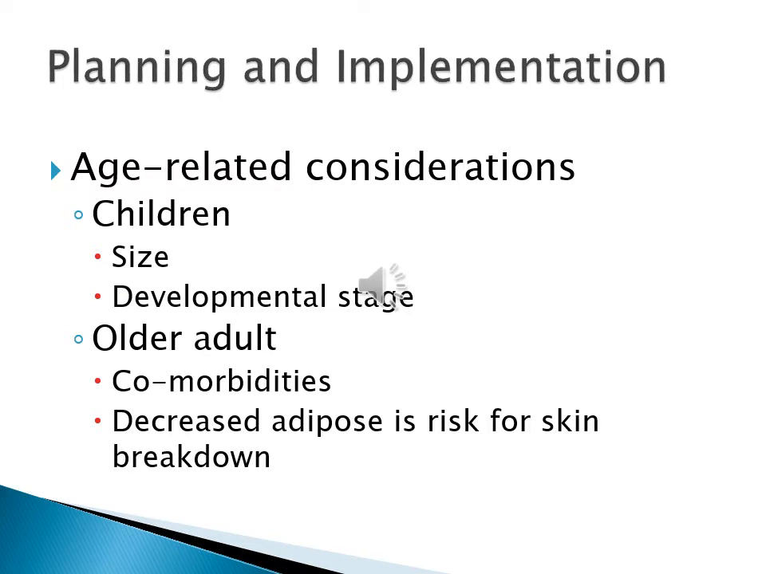separation anxiety. For the older adult, they have the comorbidities, and then they also have decreased adipose, so they're at bigger risk for skin breakdown. So with the elderly especially, we want to make sure that they are padded really well, especially on any pressure points, just because most often they do not have the extra padding that the rest of us have. And sometimes just when they get older, their skin starts to thin, which puts them more at risk for skin breakdown.